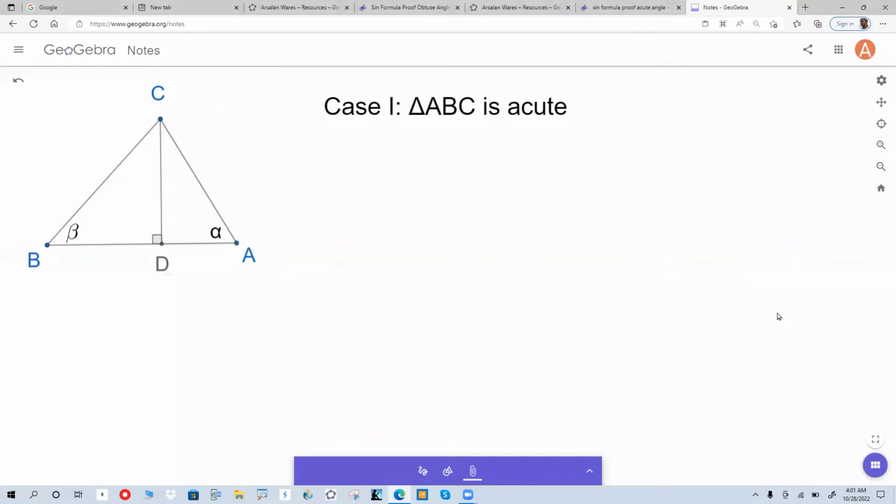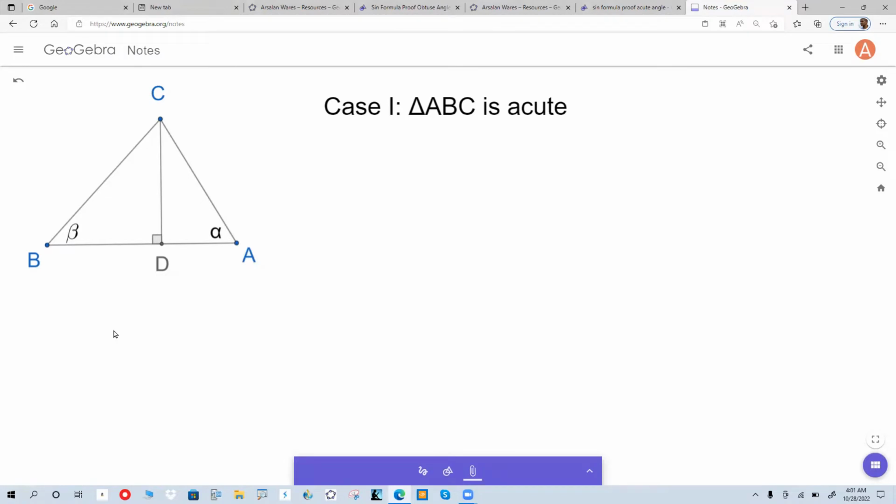We're going to prove the sine rule. Most of you are familiar with what it is, and you're going to see it soon enough. It involves two cases. In the first case, triangle ABC is acute. That simply means all angles of triangle ABC are less than 90 degrees.